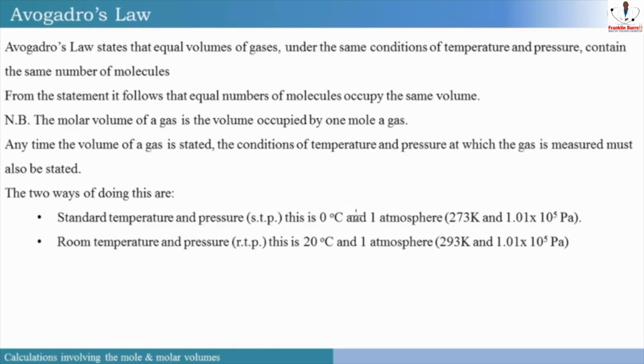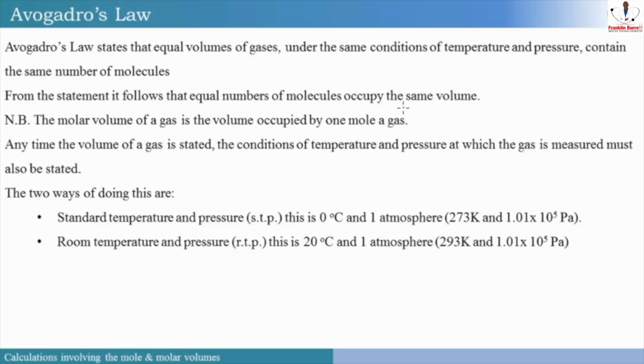In this section, we are going to state Avogadro's law and look at calculations involving molar volumes at RTP and STP. It must be noted first that Avogadro's law applies only to gases. Now, what is Avogadro's law? Avogadro's law states that equal volumes of gases under the same condition of temperature and pressure contain the same number of particles or molecules. From this statement, it follows that equal numbers of molecules occupy the same volume.